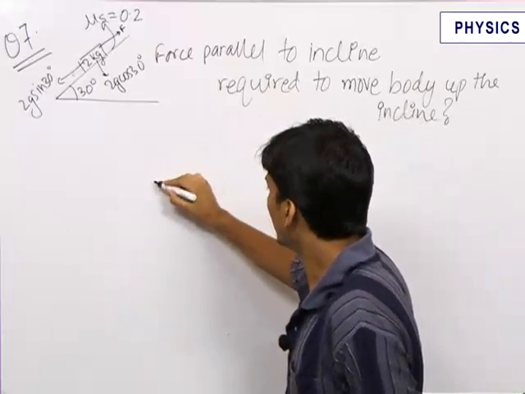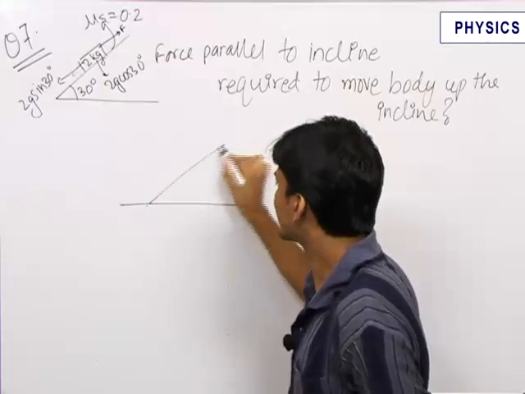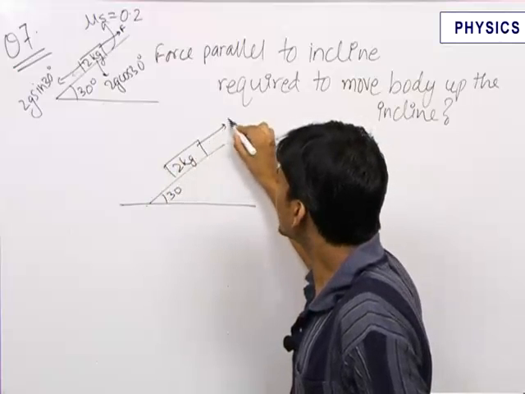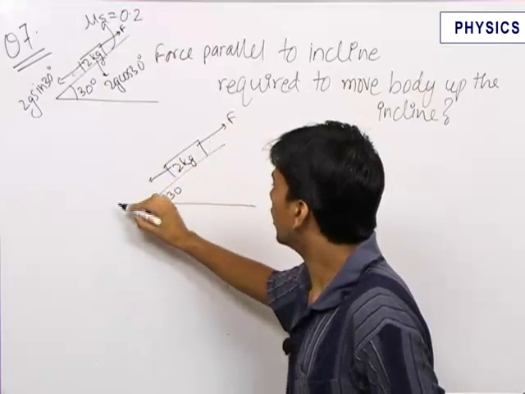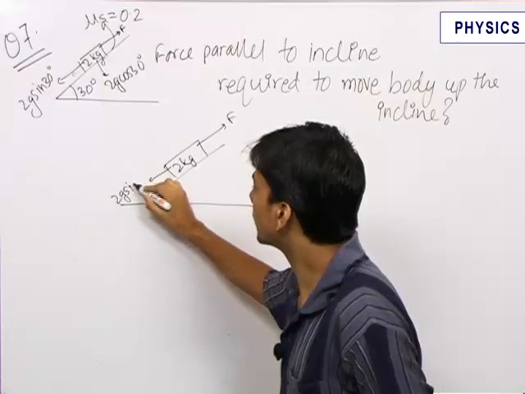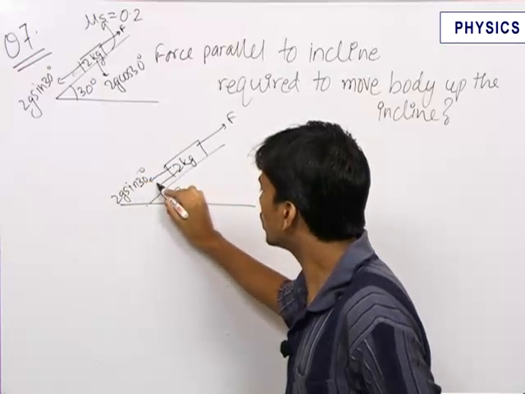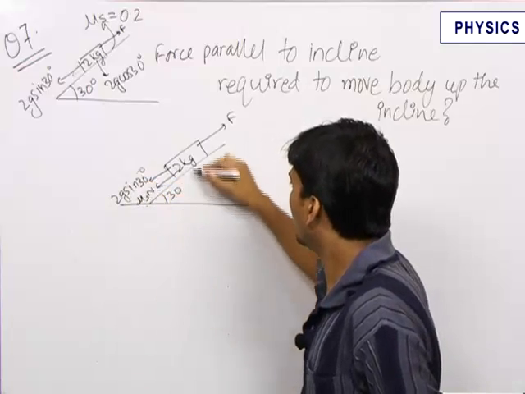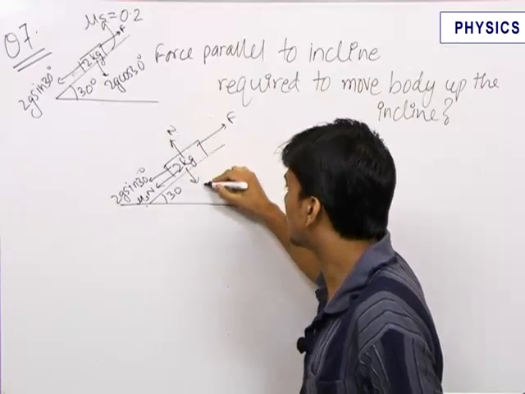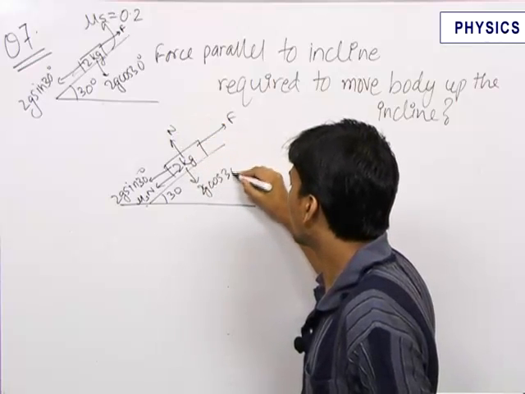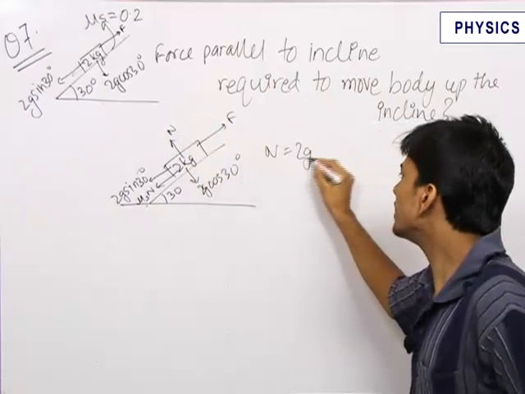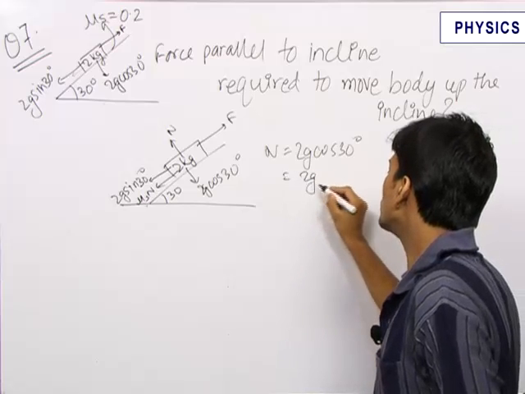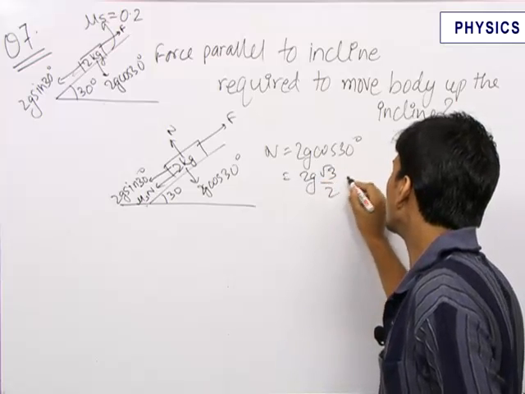So in this question, before the object just starts slipping in the upward direction, this force has to overcome 2g sin 30 degrees, and it has also to overcome the maximum static friction, that is mu s into N. Now the normal reaction between the two surfaces is equal to 2g cos 30 degrees, which is 2g root 3 by 2, that is equal to root 3 into 10.